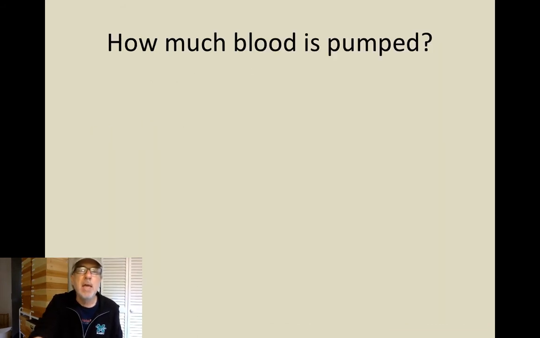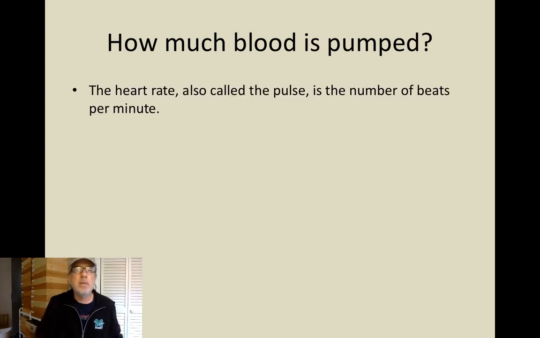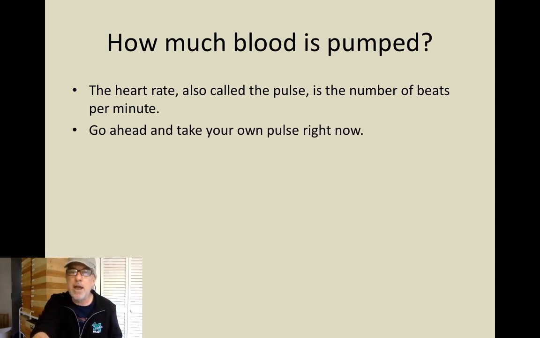Let's move on. So how much blood is actually pumped by your heart? Well, the heart rate, which is also called the pulse, is the number of beats per minute. And in your exercise today, you're going to have to take your own pulse under 2 or 3 different conditions and see what happens. So you can go ahead and take your pulse right now to practice it.